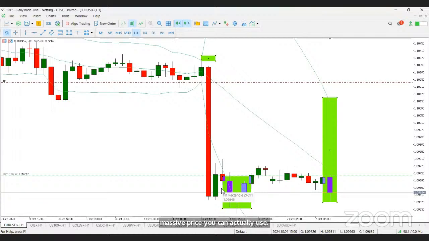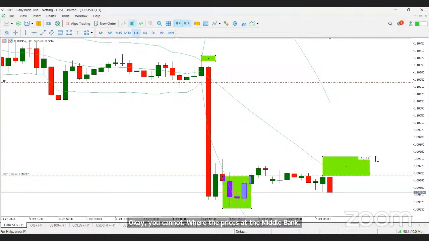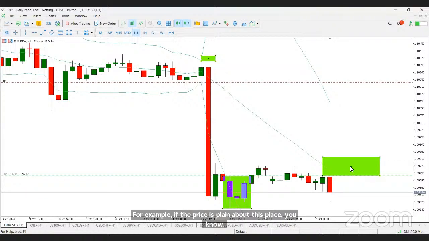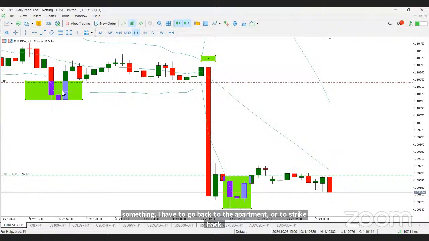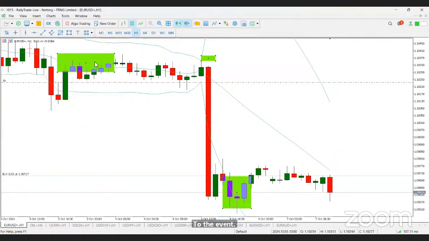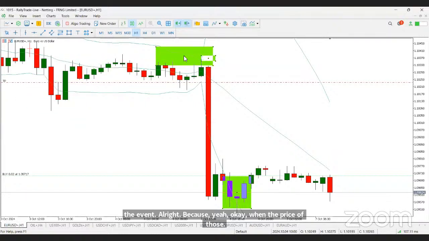The only time you don't trade Bollinger Band is when the price is at the middle band. Okay. You cannot trade Bollinger Band when the price is at the middle band. For example, if the price is playing around this place over a period of time, you cannot trade. Example is this place. Can you see it? So when the price was around this region, you cannot place buy or sell. You have to wait for the price to do something, either to go back to the upper band or to strike back to the lower band. All right. You can see an example here where the price is close to the lower band. Let's actually move back to the middle band or approach the upper band.